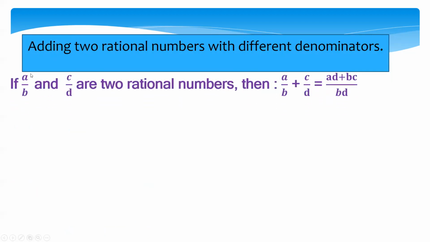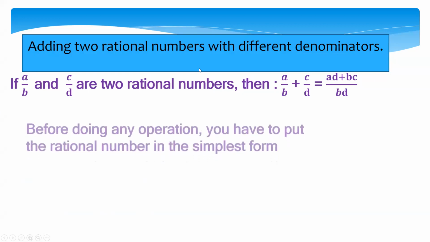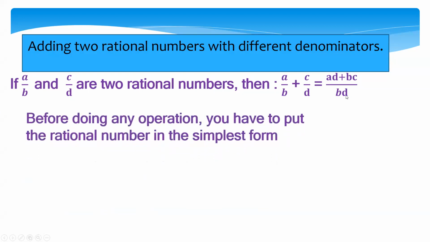I have here A over B and C over D. I notice here I have B and D in the denominator. It means the two rational numbers have different denominators. Then A over B plus C over D equals, I will multiply the denominators, B multiplied by D, and make cross multiplication: A multiplied by D plus B multiplied by C.